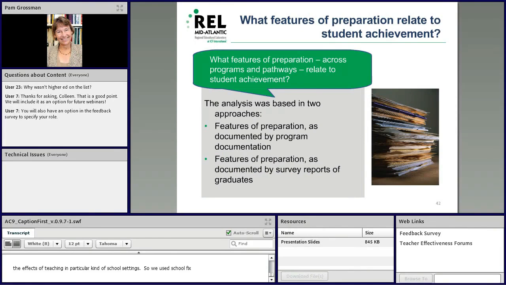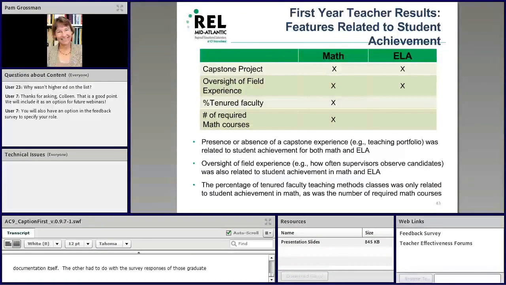So what did we find? And what features of preparation related to student achievement? As I said, we did two different analyses of this, one based on what we learned about the programs from the program documentation itself, and the other had to do with the survey responses of those graduates. So I'll focus first on the information we got from the program.